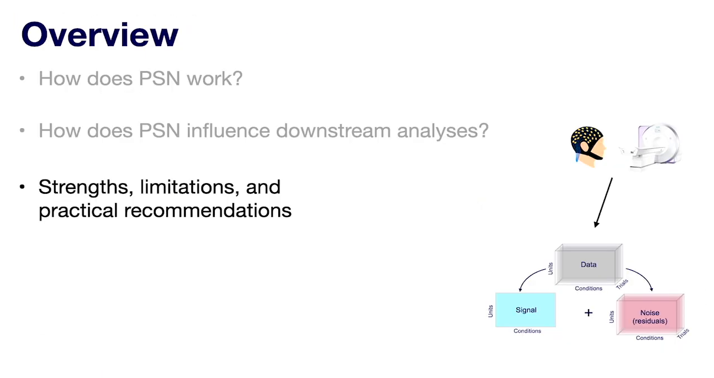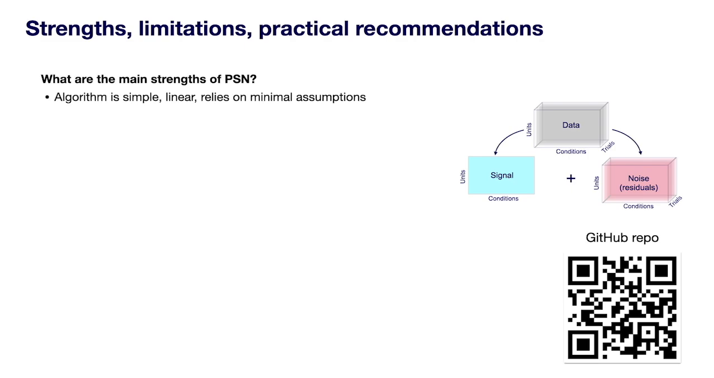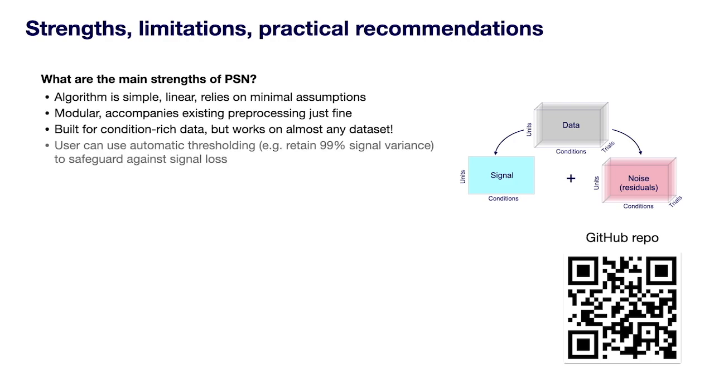So just to quickly close with some strengths, limitations, and recommendations, PSN is simple and linear, making only minimal assumptions. It's modular, so it accompanies existing preprocessing very well. And it's built for condition-rich data, but it works fine on smaller data sets too. And the user can rely on automated thresholding procedures to safeguard against signal loss.